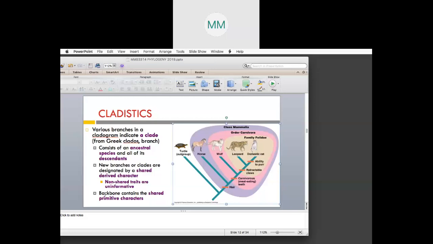Okay. The backbone contains the shared primitive character, not derived. When we mean by derived, usually it's the less primitive. So the further out you are from the branch, it's more primitive. The closer you are to the branch at this point, it's more derived. Okay?